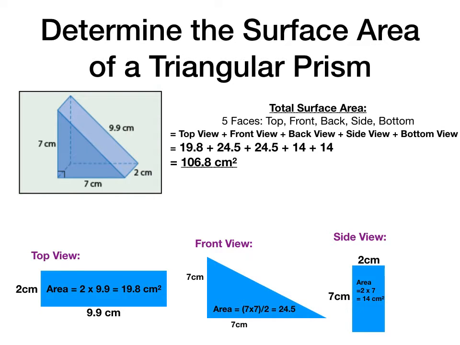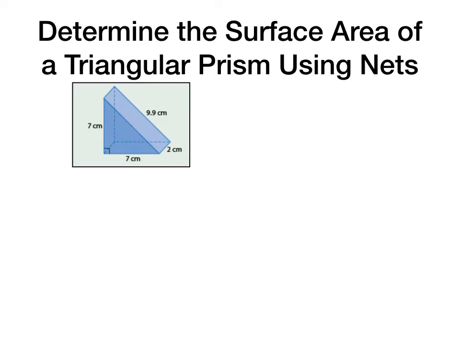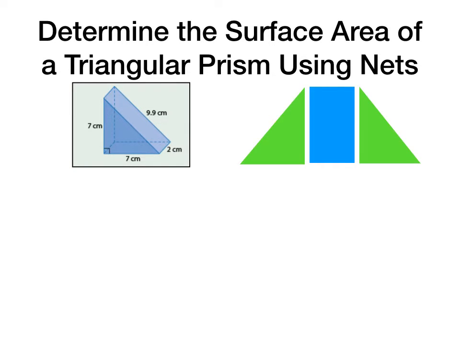Another approach we could take is to determine the surface area of our prism using nets. The first step is to draw our net. We have a rectangle with 2 triangles attached on either side of it, and then another identical rectangle, which is our bottom view. And then we have a rectangle that's a little bit longer than the other two, which is our top view.